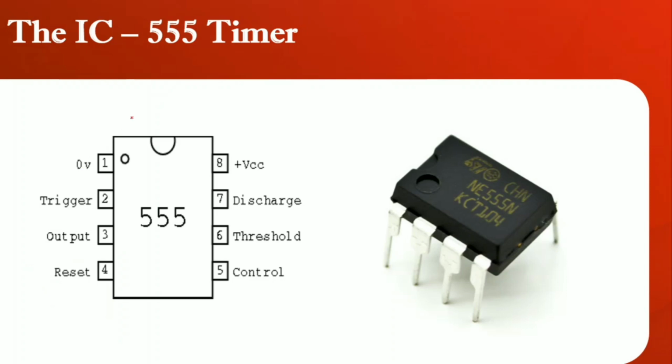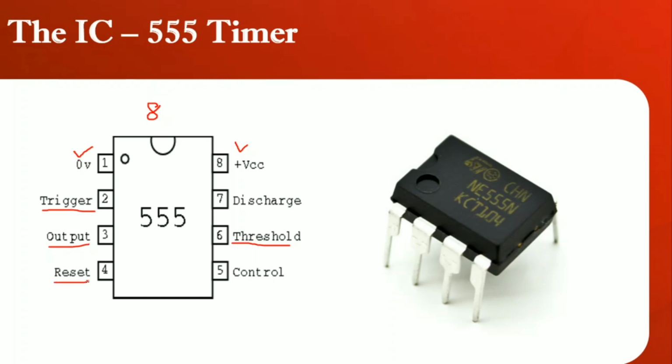First, it is an 8 pin package. It has 8 pins. The first one is pin number 1, which is connected to ground, and pin number 8, which is connected to VCC. Pin number 2 is given to the trigger input, and pin number 6 is given to the threshold input. And you have pin number 3, which is where we take the output. So here we will be getting the pulses, based on the trigger input and the threshold input.